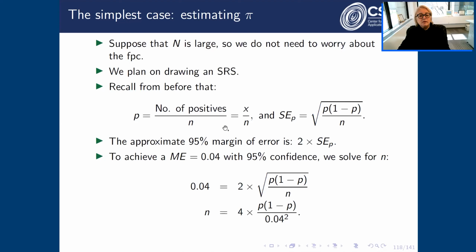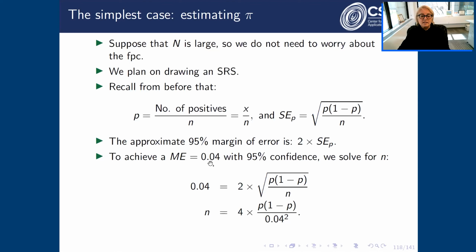And remember what we have, right? My point estimate of pi is just the number of positives in the sample divided by the sample size. And the standard error, remember, was just the square root of p(1 minus p) divided by n. So remember, a 95% confidence margin of error is just 2 times the standard error, or 1.96 times the standard error. And so let's suppose that I want a margin of error that's no larger than 0.04.